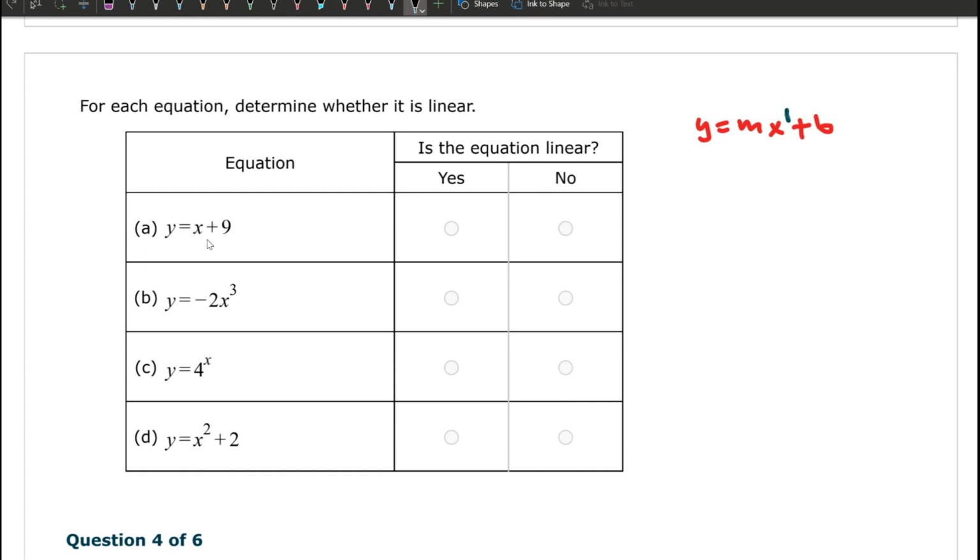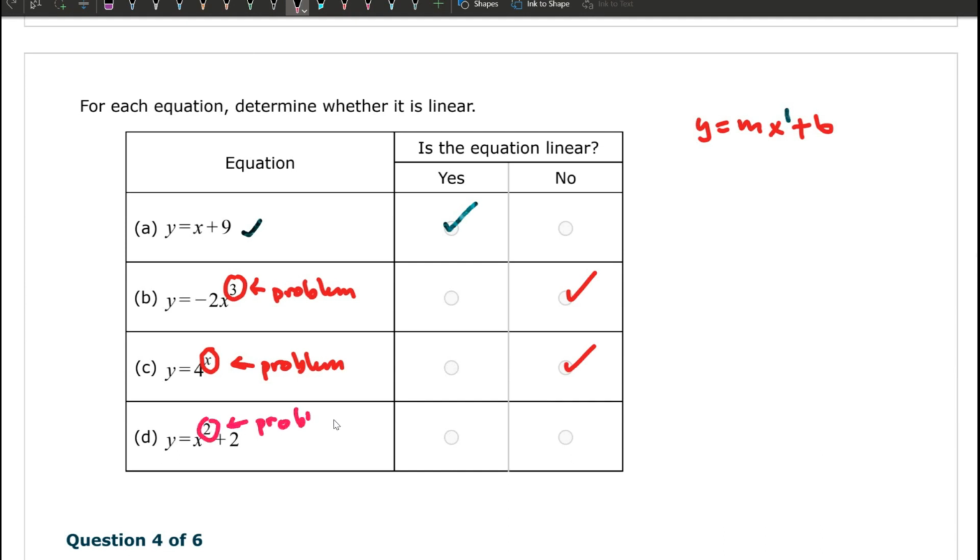Okay, so y equal to x plus 9. This is in the right form of y equal to mx plus b. The answer is yes. Y equal to negative 2x to the third power. This x to the third power is the problem. It's not the first power, so it's a no. Y equal to x to the 4th power, and 4 to the x power. So this is also a problem that makes it no. Anytime that you have a power on x, it's not a linear function. So this is a problem, so that will be a no.